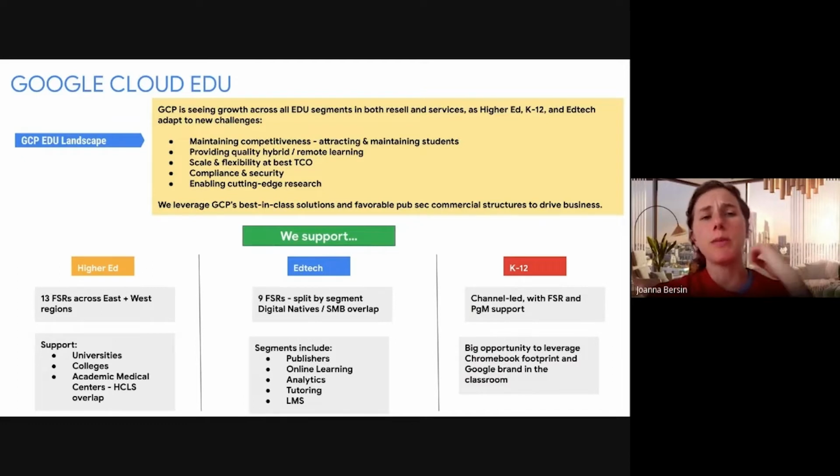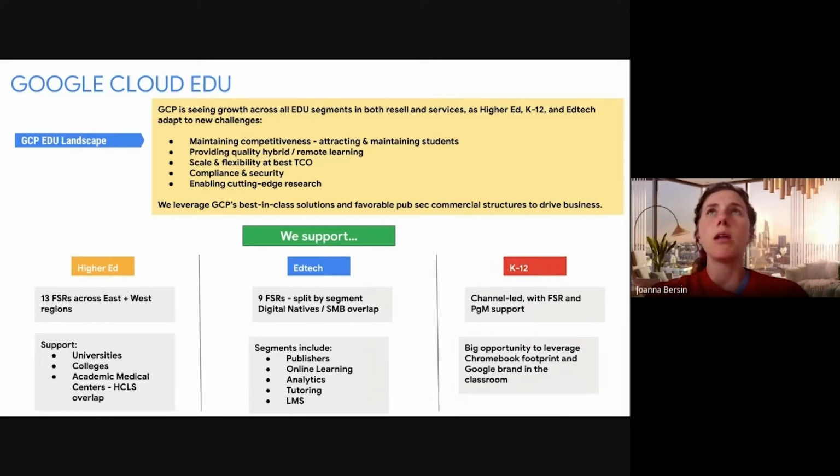In terms of the growth I mentioned, for any of you who do work and focus on education, it's a really stressful time for schools with a lot of challenges, whether we're talking about maintaining competitiveness, especially in higher ed, attracting and maintaining students, providing quality hybrid and remote learning, and especially at scale for larger districts, total cost of ownership and cost optimization, security. I know we just heard a lot about security, so I won't go into detail on that front, but security is top of mind.